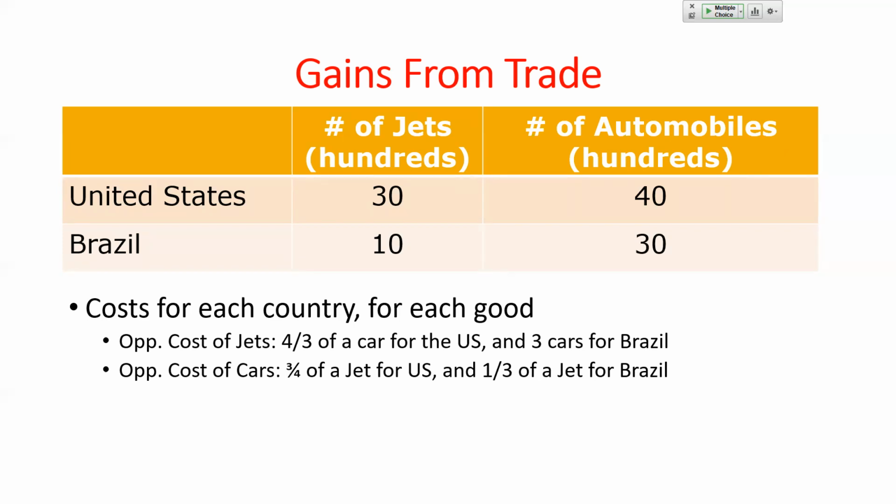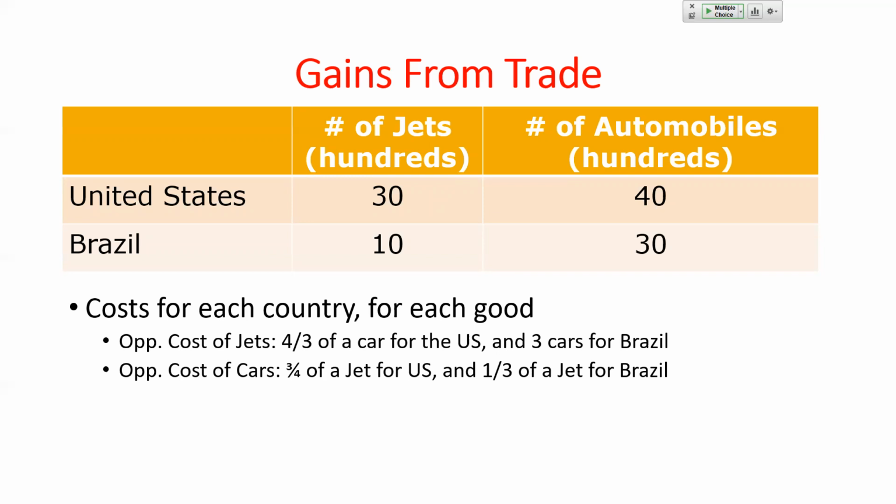Right, so let's assume the US comes to Brazil and says, look, we would love a car. We would love to start getting some automobiles for our citizens. For every car you give us, we'll give you half a jet. Okay? So for every car Brazil gives, the US will give them half a jet. For the US, is that a good deal? Well, if they were to produce the car themselves, they'd have to give up 3/4 of the jet. So yeah, half a jet is better than 3/4.